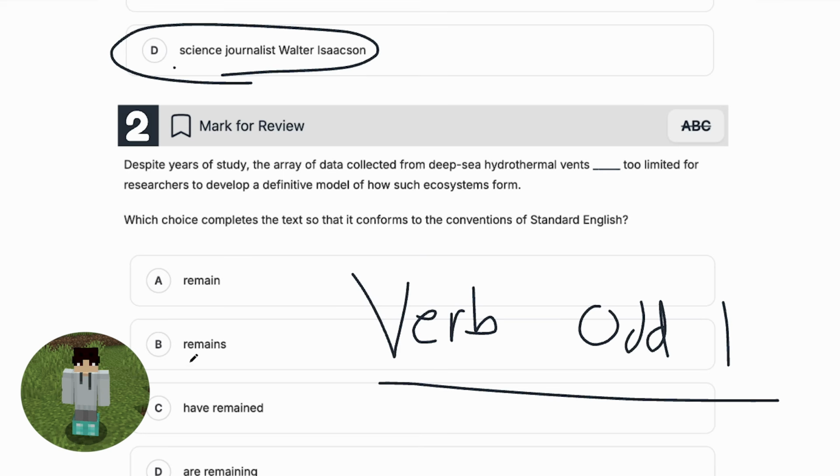I look at these choices, remains is the only singular one, so therefore it must be the correct answer. If I'm really worried about it, I can look at the passage itself just to make sure it's correct, but yes, it is correct as well.